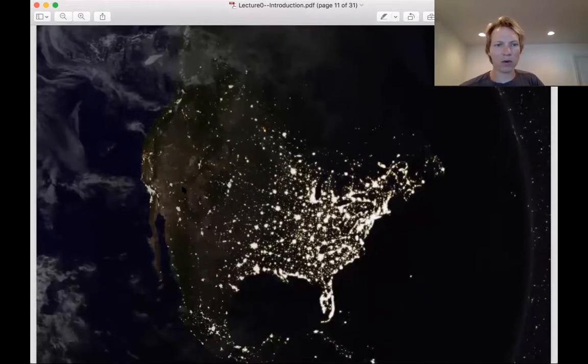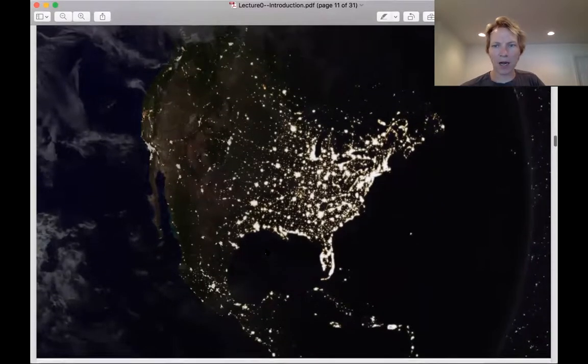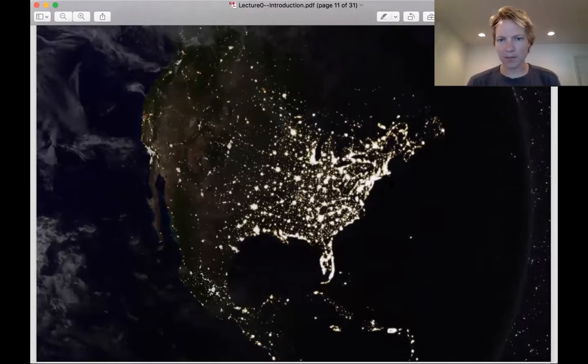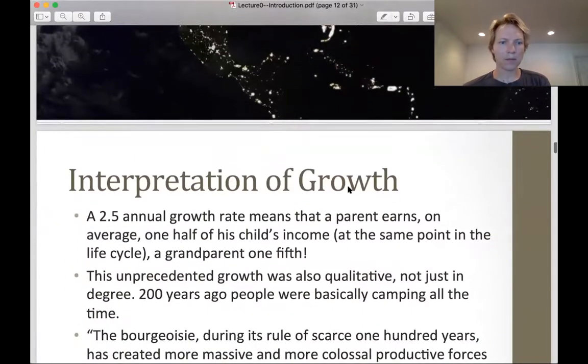And now the consequence is the world is all lit up. Here we have the good old USA, and you can see all those nice shining lights at night. And just as a side note, luminosity, or how lit up your country is, development economists will use as a proxy for growth. So when we don't have good GDP data, we can just use this light data, and it's a great proxy for development.